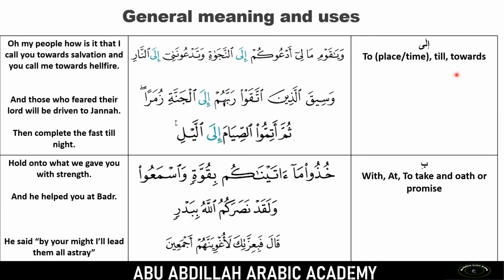In this slide and the next few slides, we will look at the most commonly used meanings of all of these huruf jar, or prepositions. Now let us start with ila. Ila is used to give the meaning of to, till, or towards. Again, it could also give other meanings based on the verb that it is used with, but this is the most common, the most abundant use.